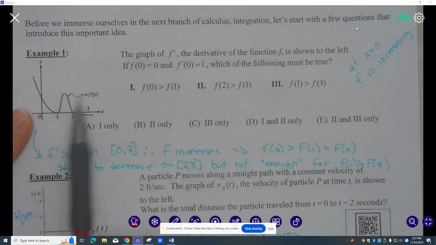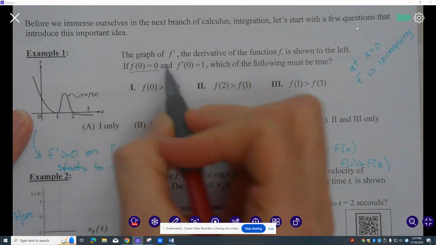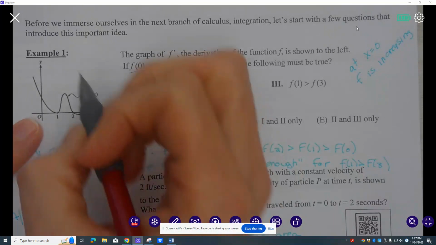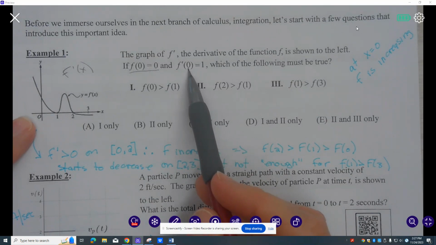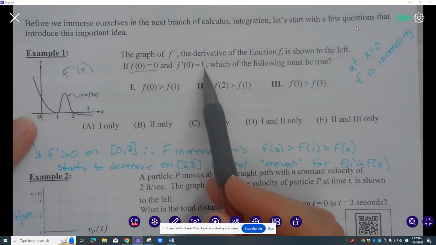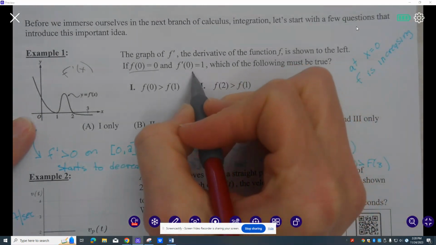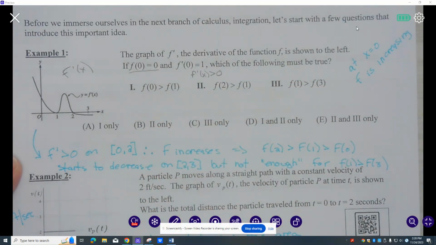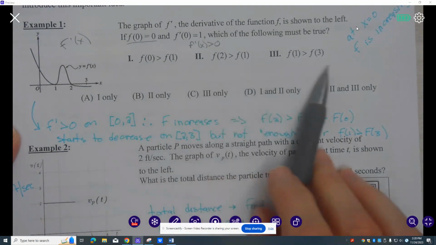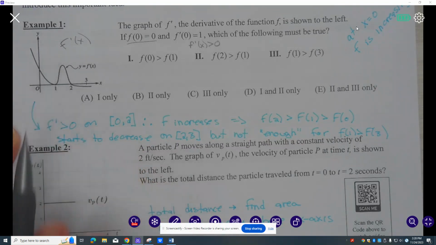This is a graph of f prime, the derivative of f, shown to the left. They tell you the function has the coordinate point (0, 0). Remember, this isn't the function, this is f prime. At x equals 0, the derivative is 1. So at x equals 0, f is increasing because f prime is positive. Here are our choices, figuring out which is bigger on the function, not on the graph. The graph is of the derivative.